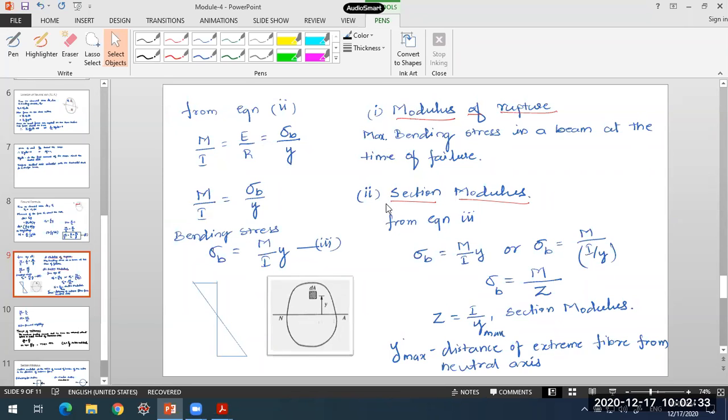The next one is the section modulus. Section modulus is a geometrical property. It is obtained by taking the ratio of the moment of inertia and the distance of the extreme fiber. So Z is equal to I by Y max: moment of inertia divided by the distance of the extreme fiber measured from the neutral axis. Normally it is represented by the letter Z. So Z will be the section modulus, which is equal to I by Y max.